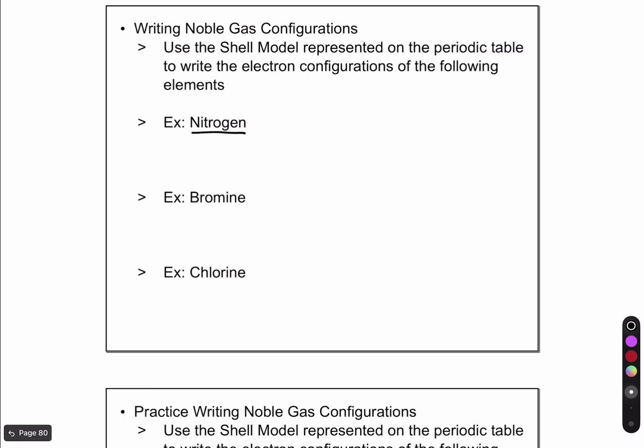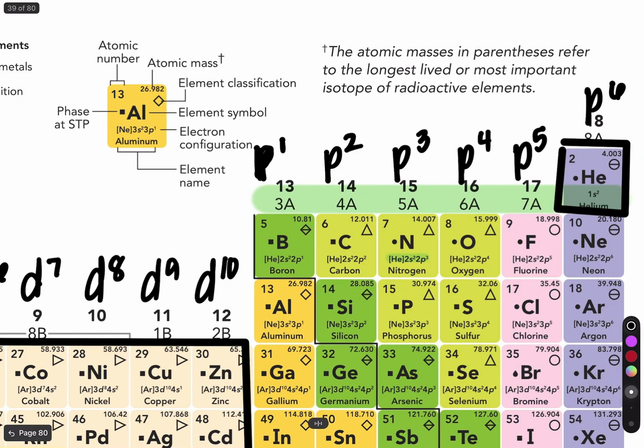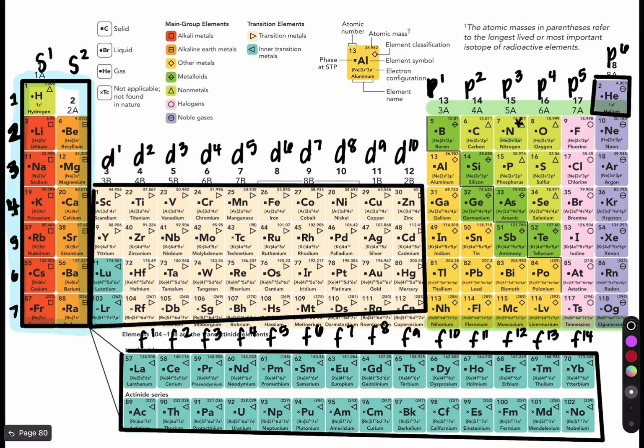So nitrogen on the periodic table is element number 7. If I want to start with a noble gas configuration, I need to find the noble gas that comes not after, but before the element I'm working with. So I need a noble gas that is before element number 7. I'm going to look to my periodic table, and I'm going to see that nitrogen is right here. Neon is number 10. It comes after nitrogen, so I'm not going to use neon. Helium, however, is element number 2, so it comes before nitrogen. So this is the noble gas that I'm going to abbreviate with.